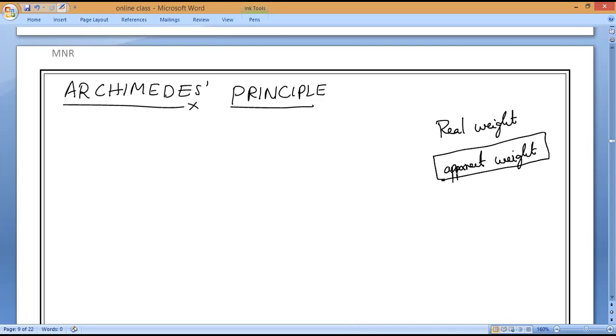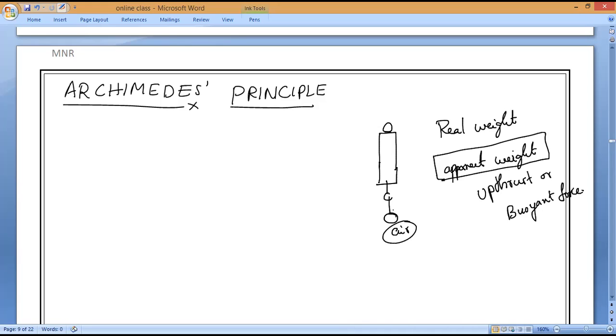Now, this apparent weight of an object is caused by one force. What is that force? Anyone? It is because of upthrust, or what is the name of that force? We used to call it the buoyant force. So, if with the help of a spring balance we measure the mass or weight of an object in air, do you remember, everyone? It will always be the original or real weight.